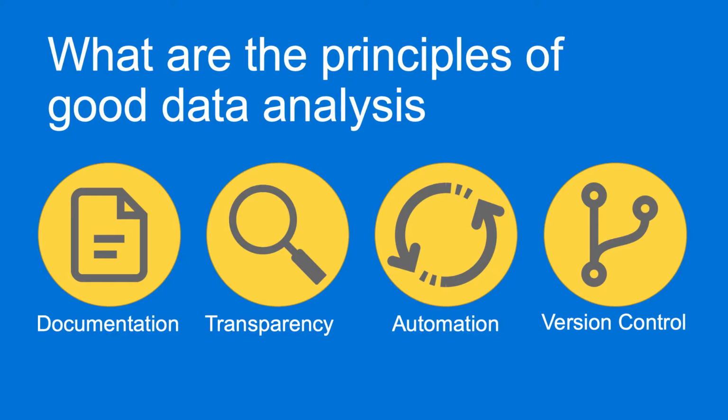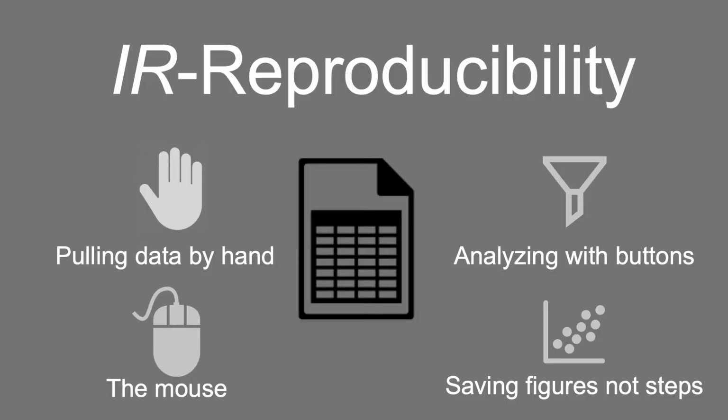So these are the principles of good data analysis. I would say that, inversely, there are some principles of bad data analysis. One of them would be pulling data by hand. If you're pulling data by hand, you're going to be pulling data by hand every single time, and you're going to be asking yourself, well, how did I fill in that dropdown? Did I put a check mark in that checkbox or not?